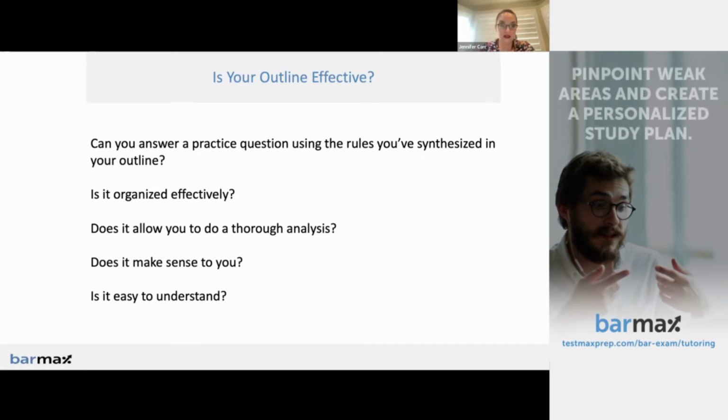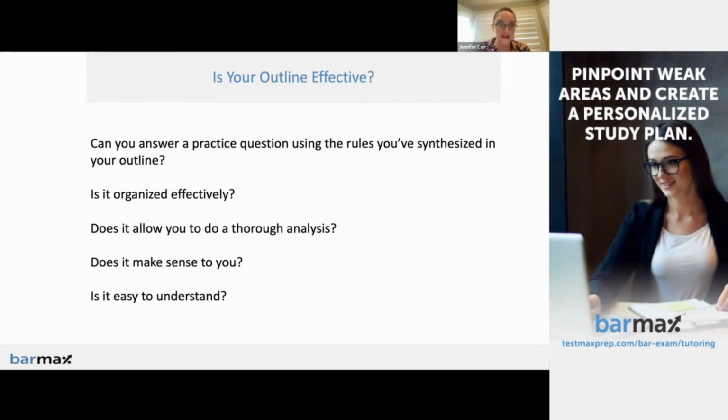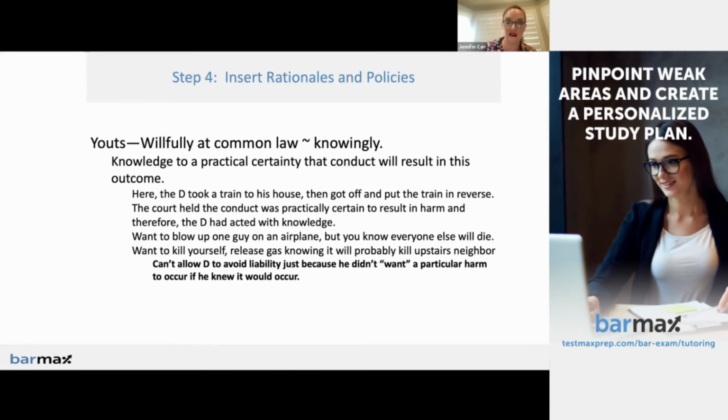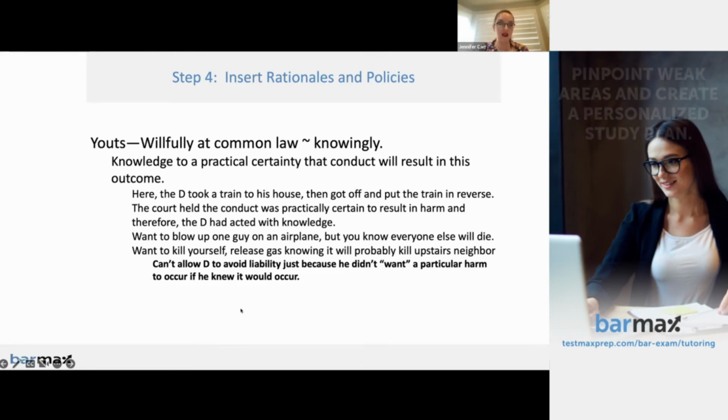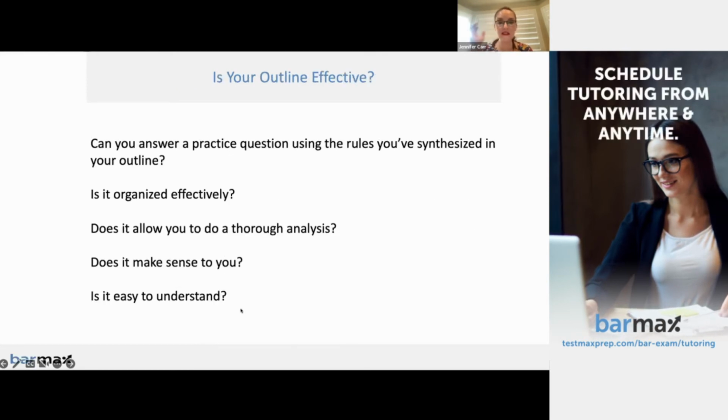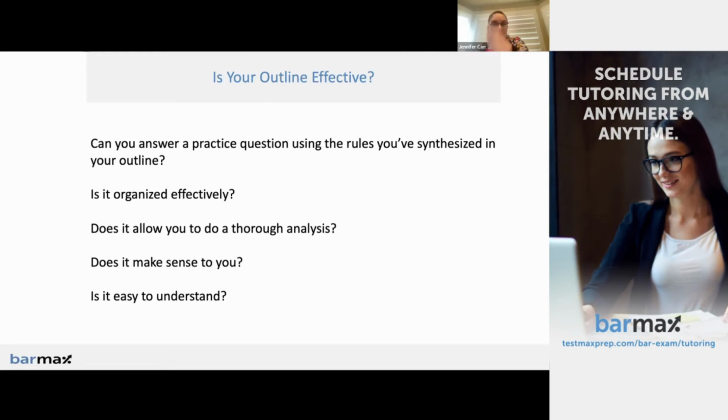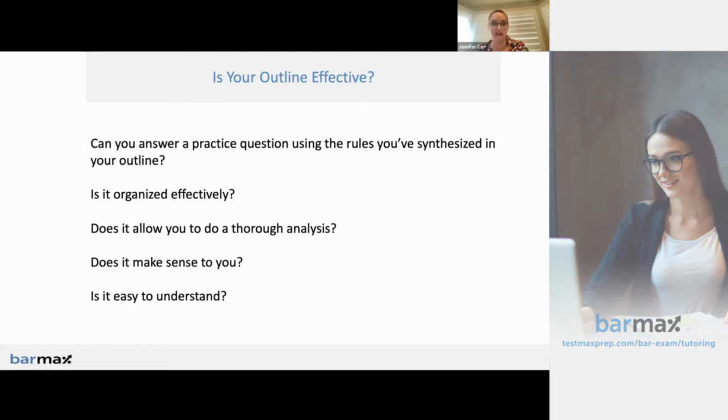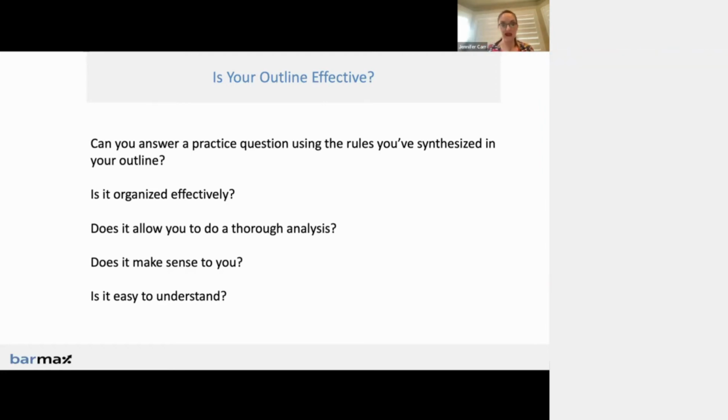If you look at your professor's model answer and she's got a bunch of policy and rationale and reasoning in there, and you don't, maybe you need to add some more. Did it make sense to you? Maybe you actually need to cut it down. Maybe you need less in there. And can you follow it and memorize it?